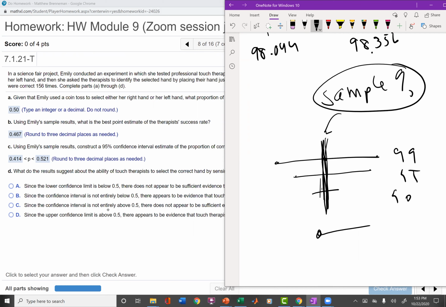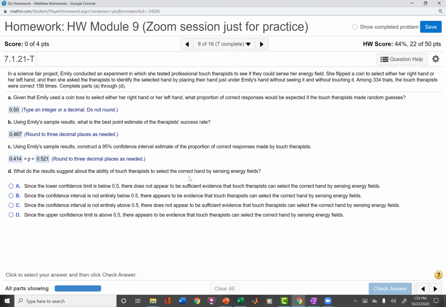Okay, that makes sense. I'm getting it now. Excellent. Okay, so what do these results suggest about the ability of touch therapists to select the correct hand? Well, 50% is in there. Okay, so let's go through the possibilities.